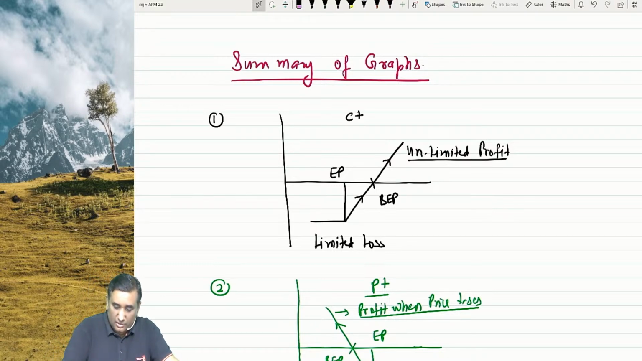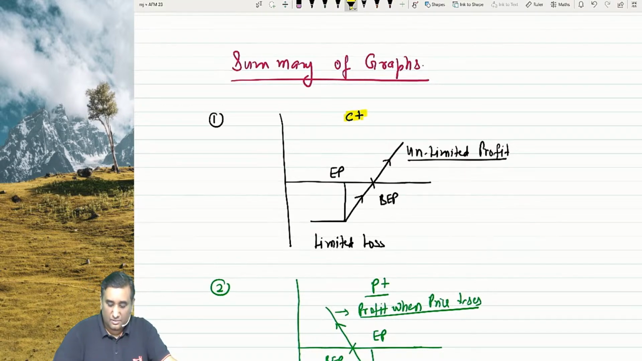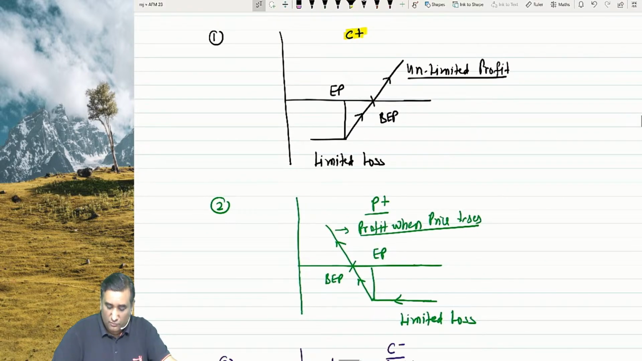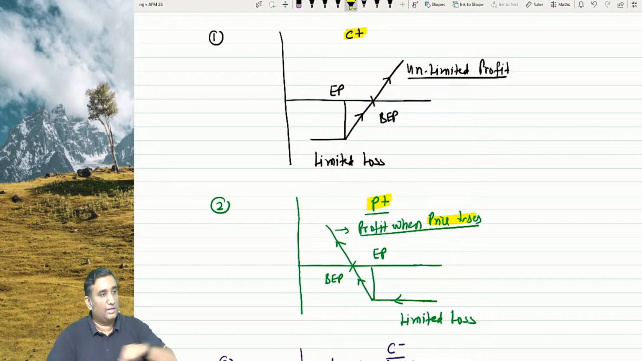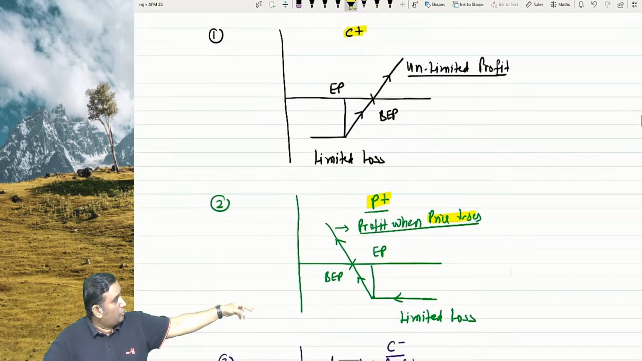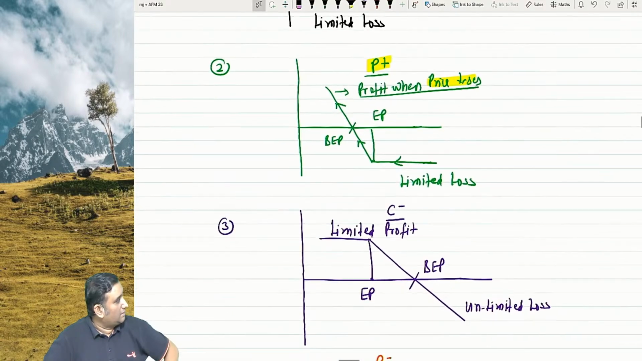It's a normal call option holder graph, upside. First graph. Put holder would be P plus, profit when price decreases. Downside, downward falling is a put holder graph. Upside is a call holder standard graph. Put holder is a standard graph when price is falling.